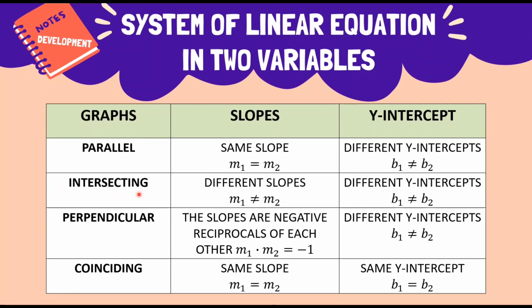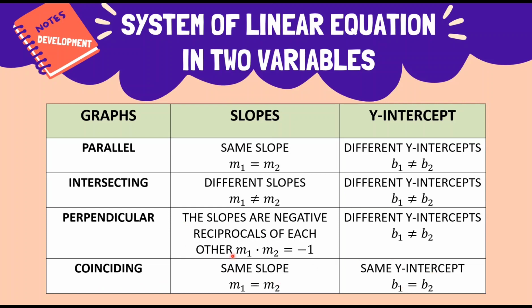And then for intersecting, different ang slope, different din ang y-intercept. And then for perpendicular, the slopes are negative reciprocal of each other. So meaning to say, pag pinag-multiply nyo yung dalawang slope, ang kanyang answer ay negative 1. So that is, the slopes are negative reciprocal of each other, while the y-intercepts are different from one another. So that is perpendicular. Yan ang pagkakaiba ng intersecting and perpendicular. So coinciding, we have same slope and same y-intercept.